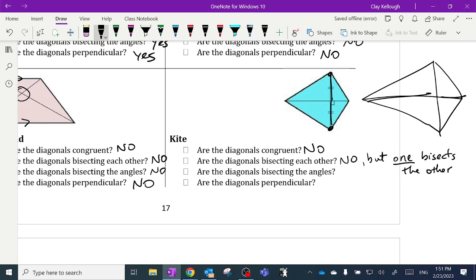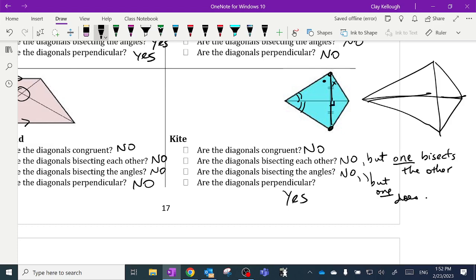Are the diagonals bisecting the angles? Well, again, no, but one does, right? Can you see it? That angle there would be the same as that angle there. But notice this side is not the same as that side. So the answer is no. They don't all bisect, but one pair does. And are the diagonals perpendicular? The answer to that is yes. There's the little right angle symbol right there.